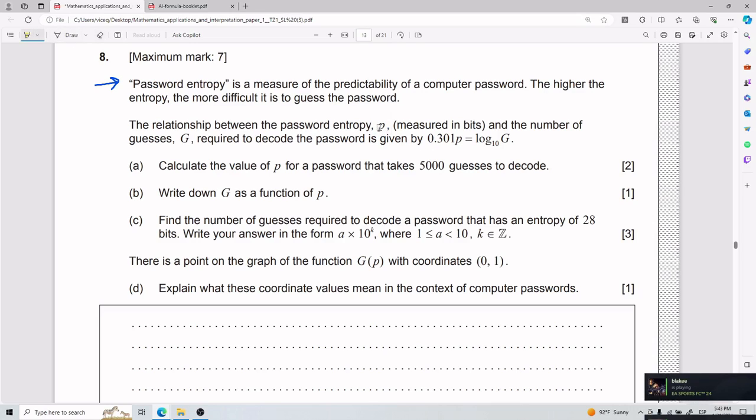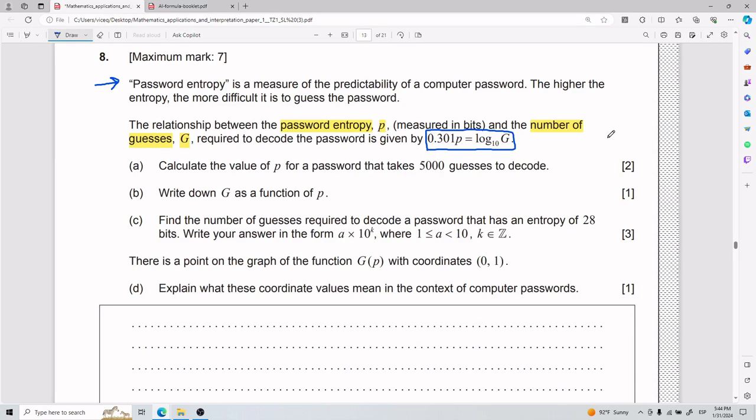We have one variable P, and the number of guesses G. So G is the number of guesses, while P, they tell us, is password entropy required to decode the password, given by this equation. So this whole equation is what we have to work with.